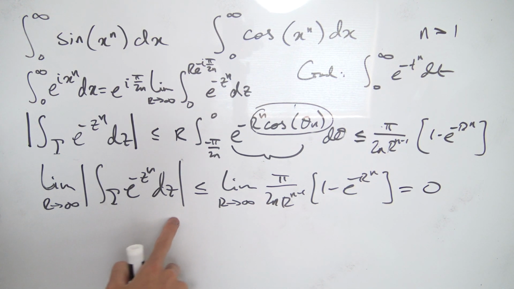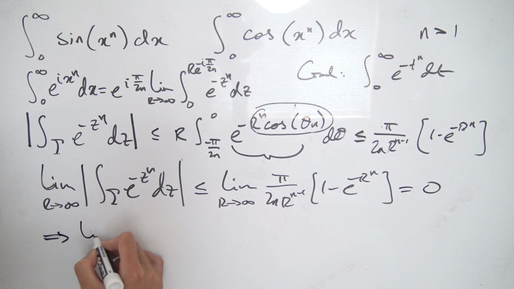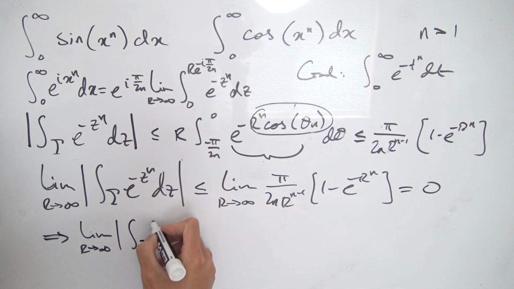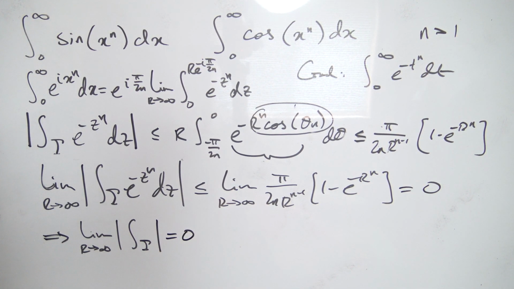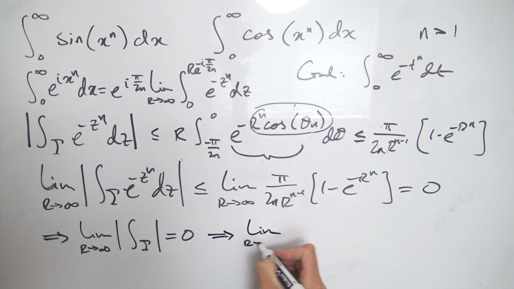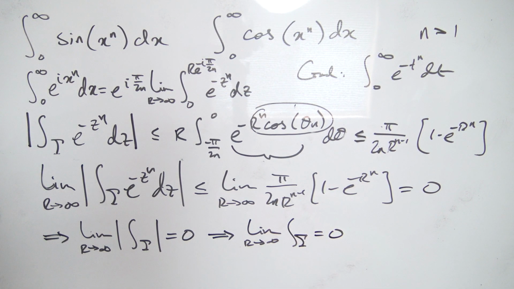So we have the limit as r approaches infinity on this integral is equal to 0. But notice we have an absolute value, which means this thing is always positive, and the only way for a positive thing to be less than or equal to 0 is if it's 0 itself. So this implies that the limit as r approaches infinity on the absolute value of the integral over gamma is equal to 0, and the only way for this to be 0 in the absolute value is if the integral itself in the limit is equal to 0. So this implies that the limit as r approaches infinity on the integral over gamma is equal to 0.